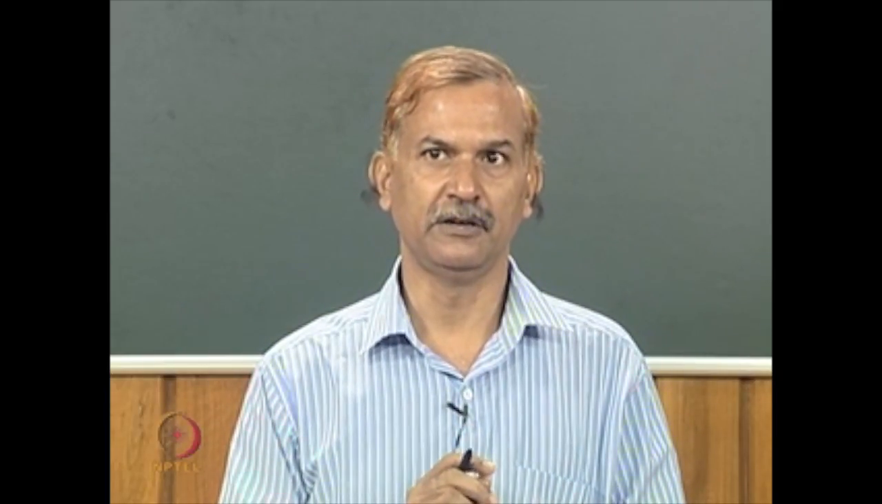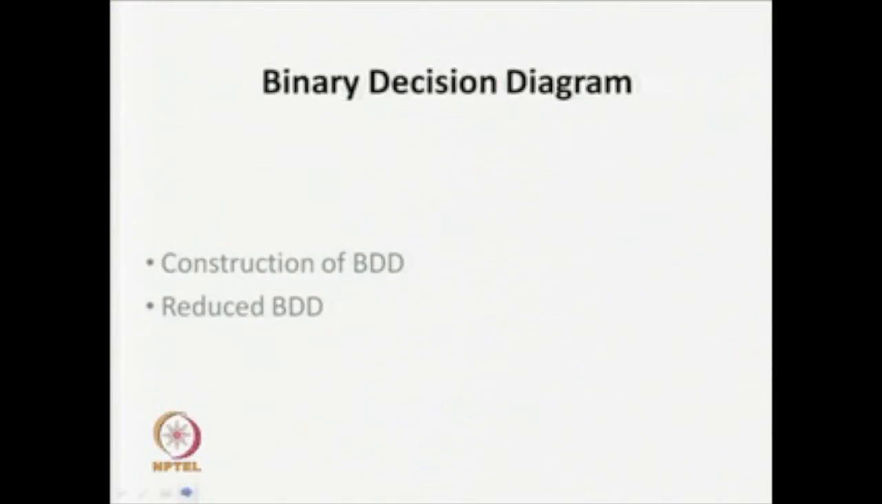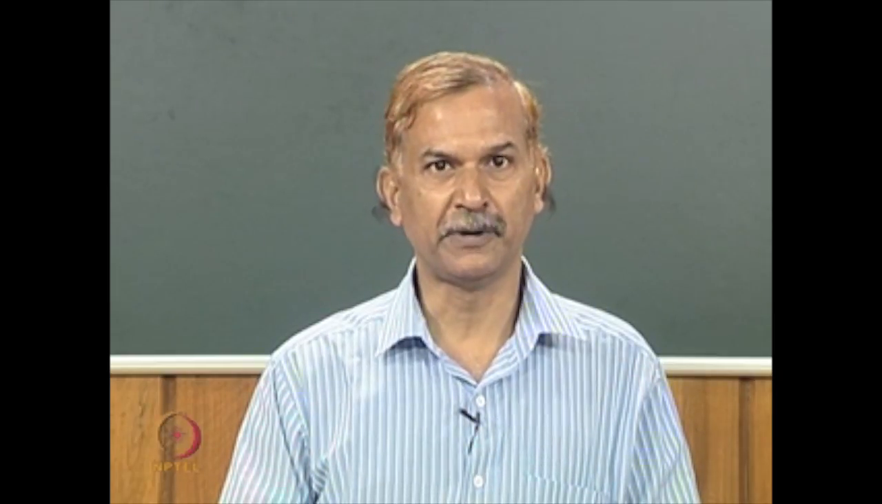Okay, in last class we introduced a data structure called binary decision diagram, and with the help of this binary decision diagram we can represent any Boolean function or expression. We have seen how to construct it. Construction can be done from your truth table, where we get a binary decision tree, or we can use the Shannon expansion of your Boolean expression to construct the BDD.